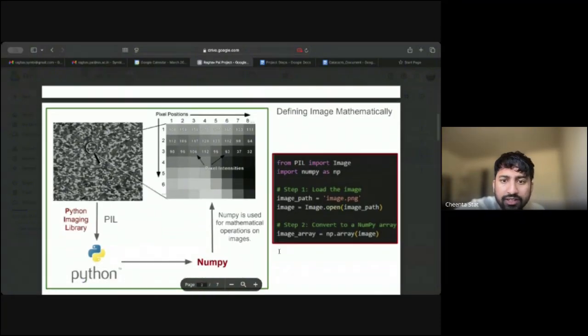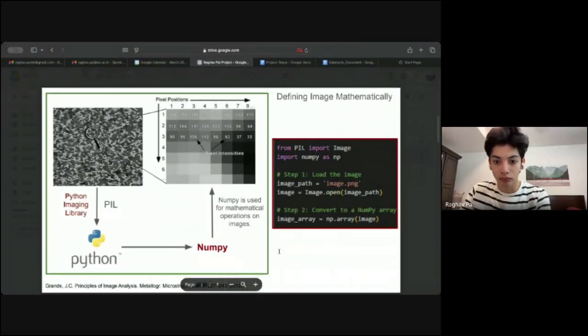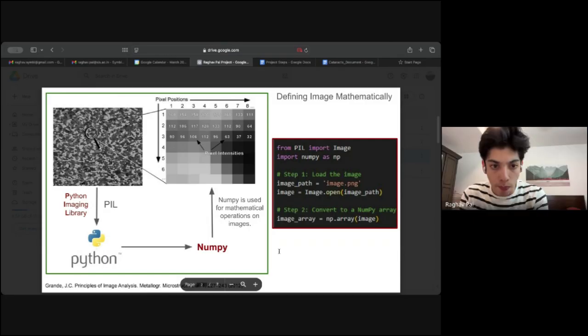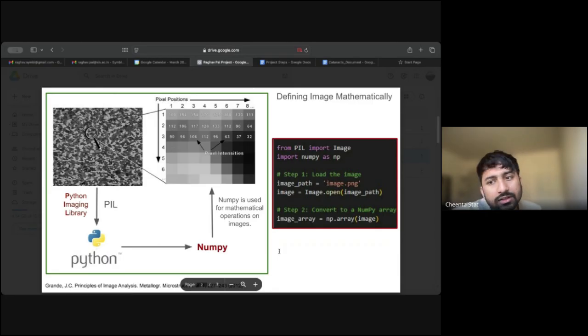So here is how you define an image mathematically. You use this Python imaging library. So you have an image. An image is nothing but a matrix of pixels. You know matrix, right? So this set of pixels define the image. Therefore, that's why linear algebra is very important, because an image is a matrix actually.